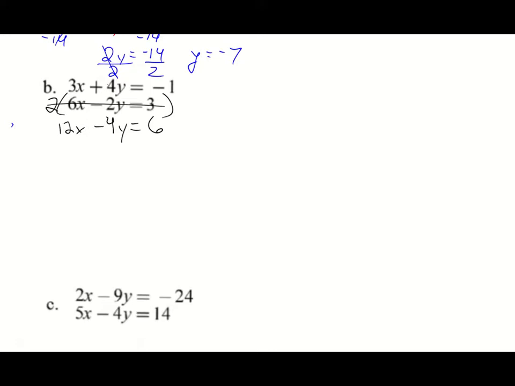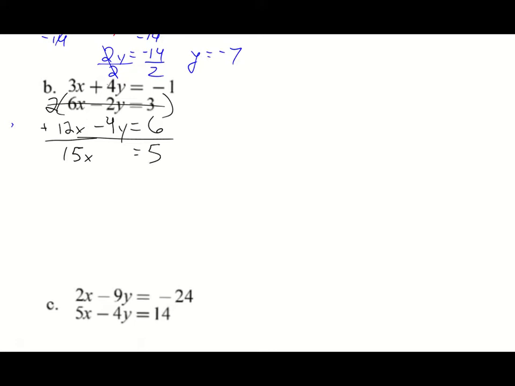I want to add these together, combining these equations, because the 4y and the negative 4y, when I add them together like terms, they disappear. It's now 0y, or just nothing. 3x and 12x make a 15x. And then negative 1 and 6 make a 5.